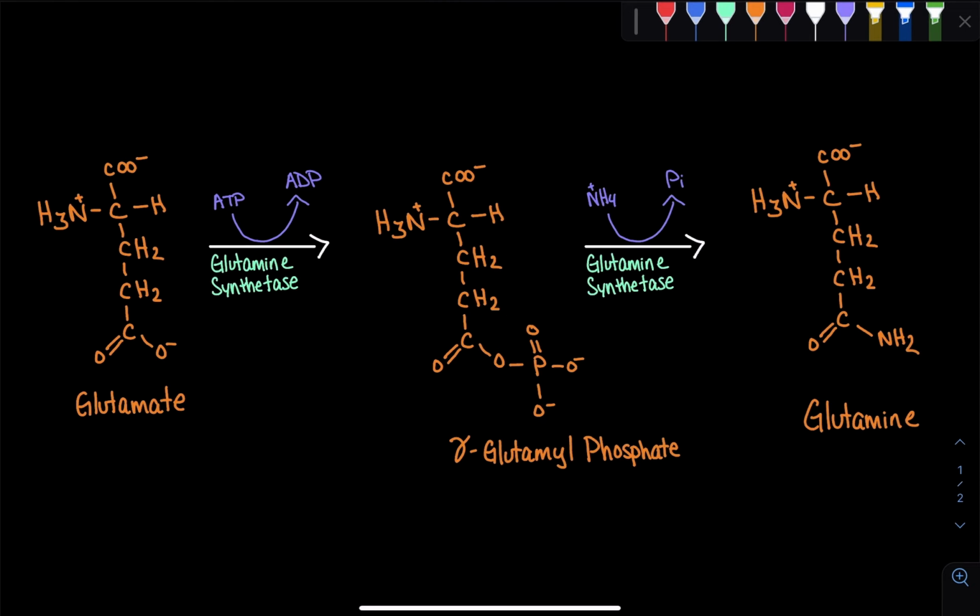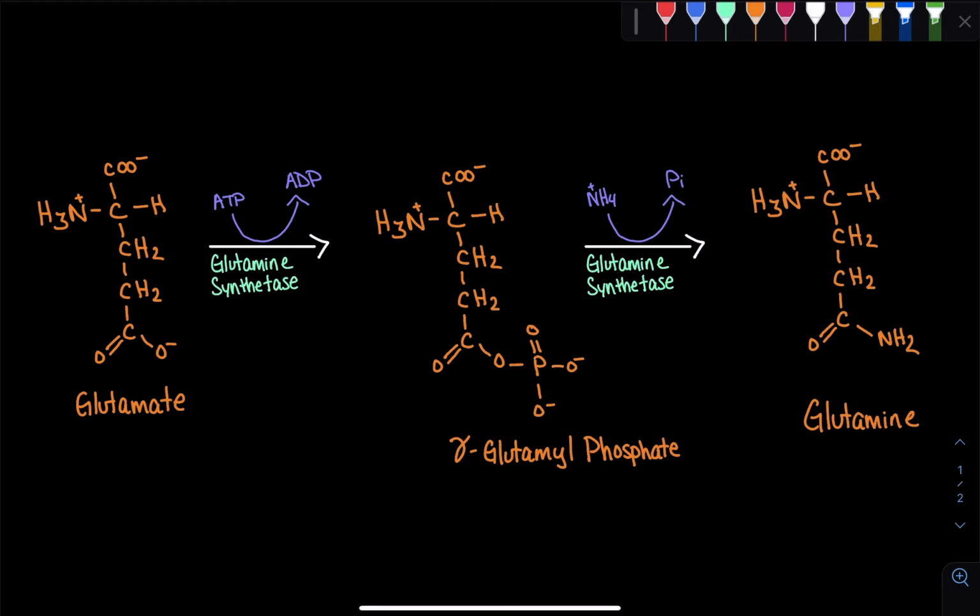So in the first step of the reaction, we can see we start off with glutamate, and glutamate is an amino acid. So it has obviously the amino group, the carboxyl group, a hydrogen all around this alpha carbon. And for its R group, it has 3 carbons, and at the end it has that carboxyl group.